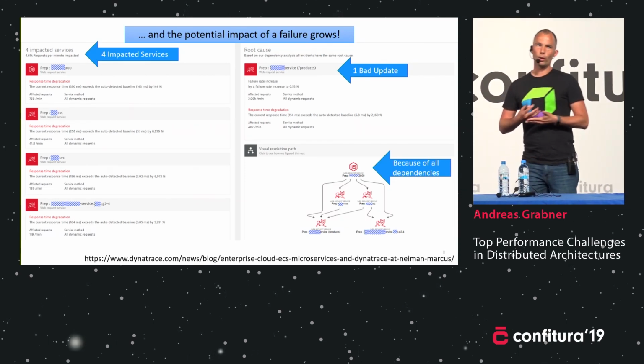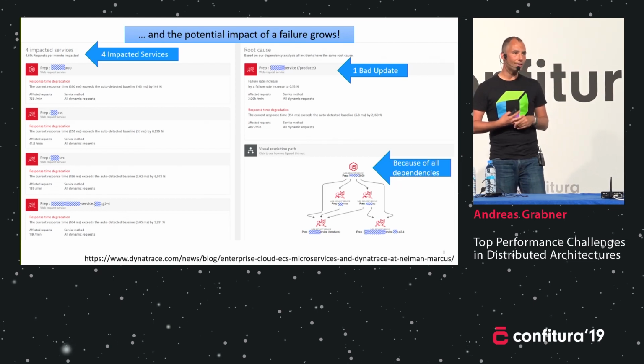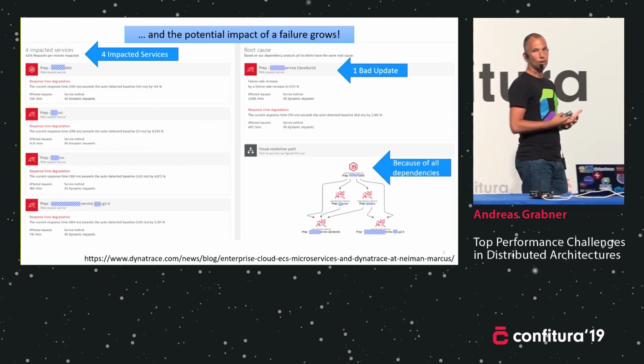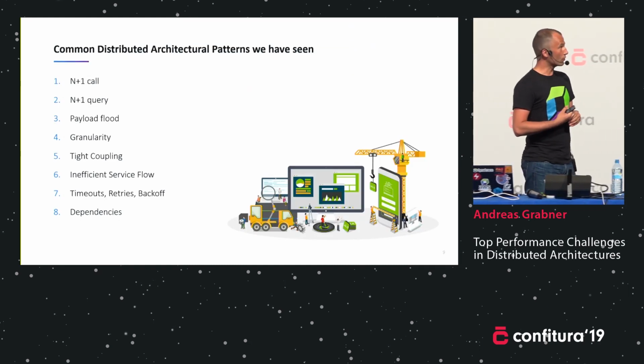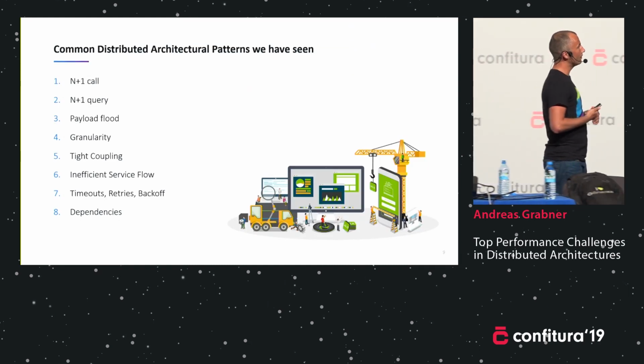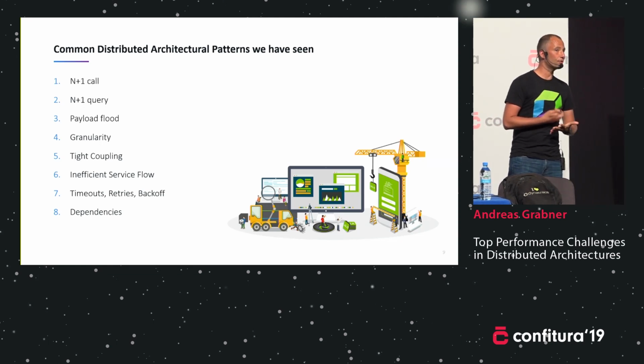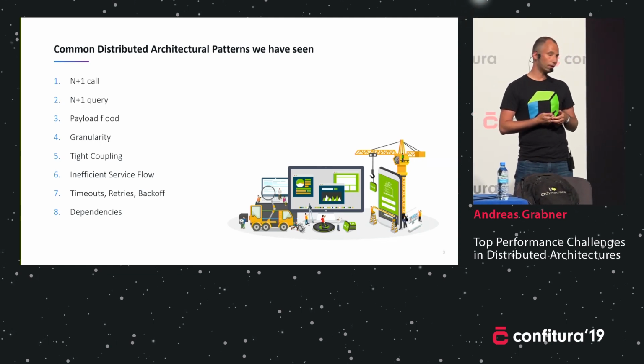The smaller the components, the more you have, the more resilient you need to make the system around it in order to minimize the blast radius. So that's why what I want to talk to you about today are 8 different patterns that we have seen when we analyze distributed architectures.